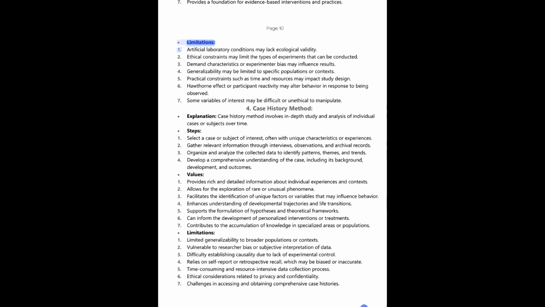Limitations. 1. Artificial laboratory conditions may lack ecological validity. 2. Ethical constraints may limit the types of experiments that can be conducted. 3. Demand characteristics or experimenter bias may influence results.